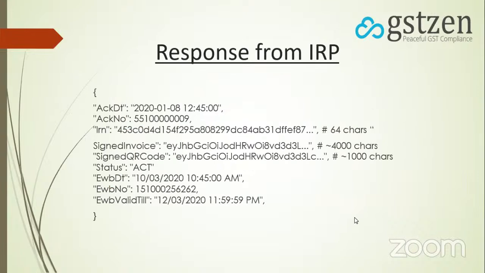This is what a normal response from IRP looks like. It will give an acknowledgement date, that is the date on which the e-invoice is generated. This does not refer to the date of invoice, but the date and time of generation. Then an acknowledgement number, the IRN. The characters here are signed invoice and signed QR code. You can use this to generate the invoice or QR code. Status, whether it's active or you have cancelled it. If you're generating e-way bill, it will give the e-way bill details as well, like the date, number, and validity.